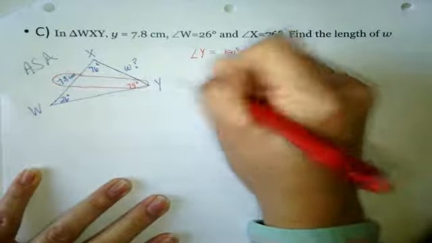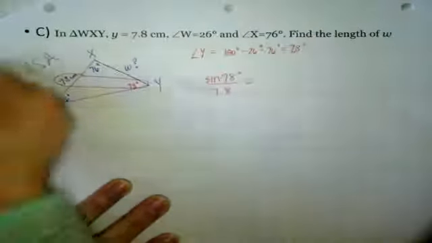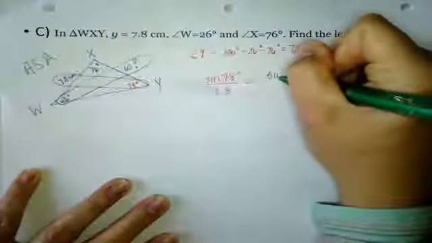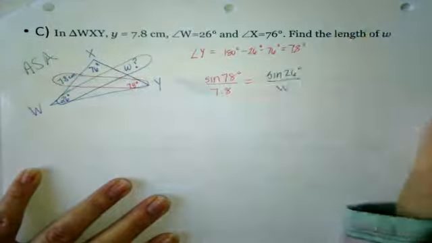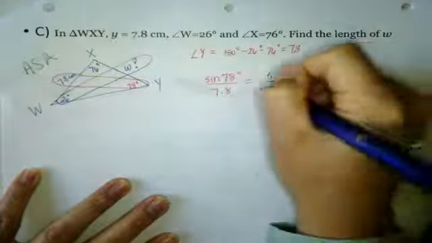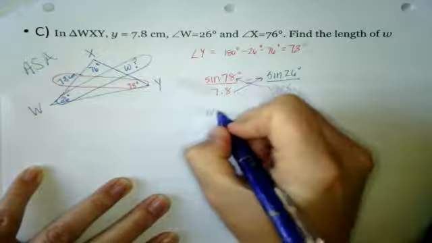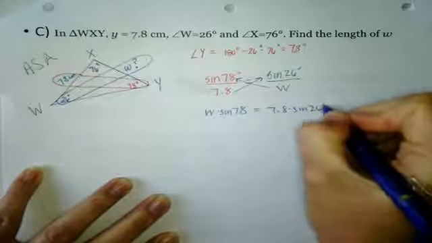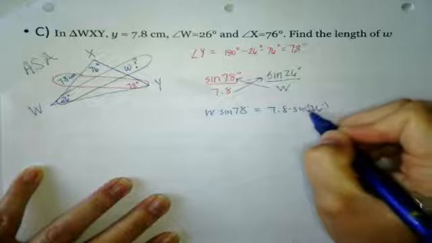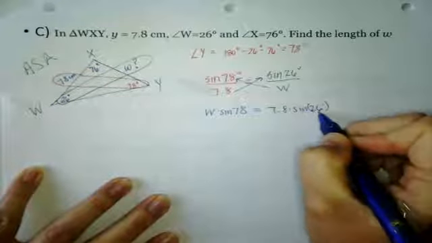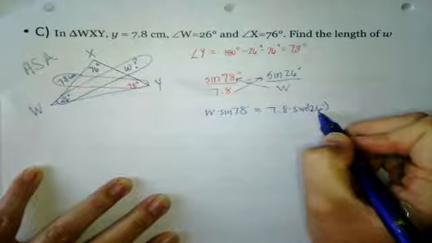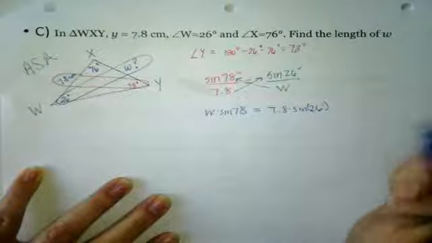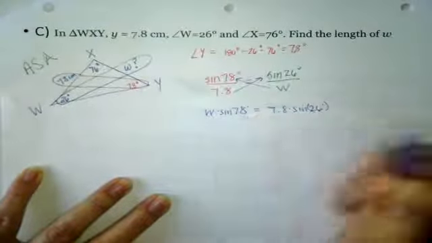Sine of 78 degrees over 7.8 centimeters would be equivalent to sine of 26 degrees over W. We can cross multiply. So W times the sine of 78 degrees equals 7.8 times the sine of 26 degrees. Remember, this 26 is trapped inside a sine function. Can you multiply 7.8 times 26? No. This is one thing, and this is another. Don't multiply those values together. They're totally different. And then we divide by the sine of 78.